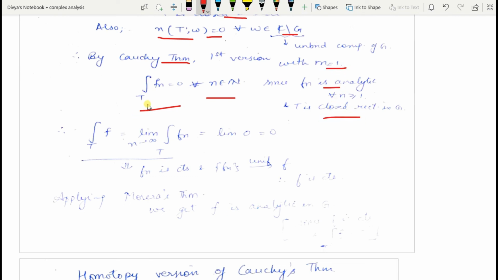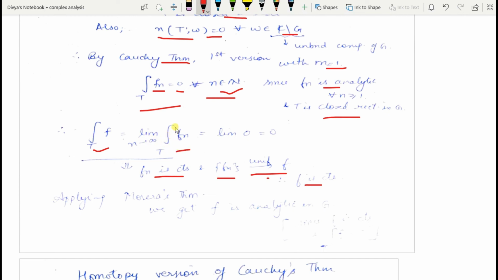Since Fn is analytic and T is closed rectifiable with m equal to 1, we are saying that the integration over T of Fn is equal to 0 for every n belonging to natural numbers. So if we are finding the integration over T of f, this would be nothing but the limit as n tends to infinity of the integral of Fn. This equality would hold because Fn is continuous and the sequence Fn is uniformly converging to f. Therefore f should also be continuous.